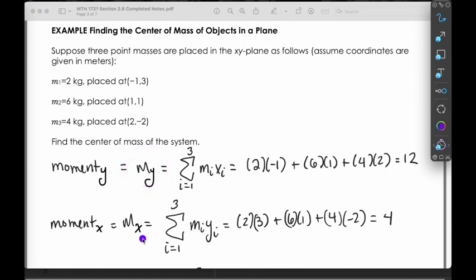Now I'm going to look for my moment about the x-axis, where we do the same thing, but we multiply by the corresponding value of y. So I'm going to take 2 times 3, 6 times 1, 4 times -2. I'm going to add all of that up, and I get 4.